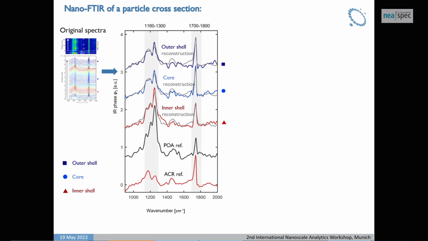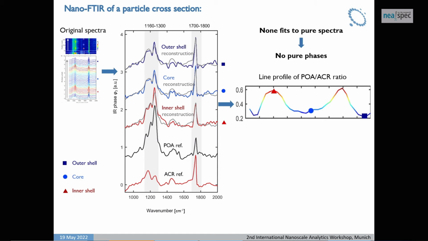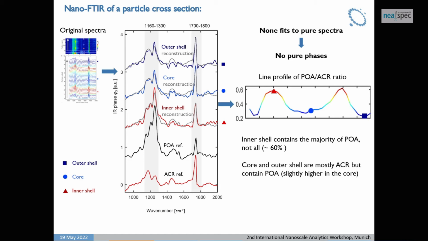As a result, we observe that, on the one hand, none of them fits to pure polymer phases, so there are no pure phases in the particle, and we obtain a compositional line profile of the POA-acrylic ratio that shows us that the inner shell, which contains most of the POA, contains around 60%. And the other two regions that were acrylic-based still have around 30% of POA, and even that amount was slightly higher in the interior of the particle, in the core.